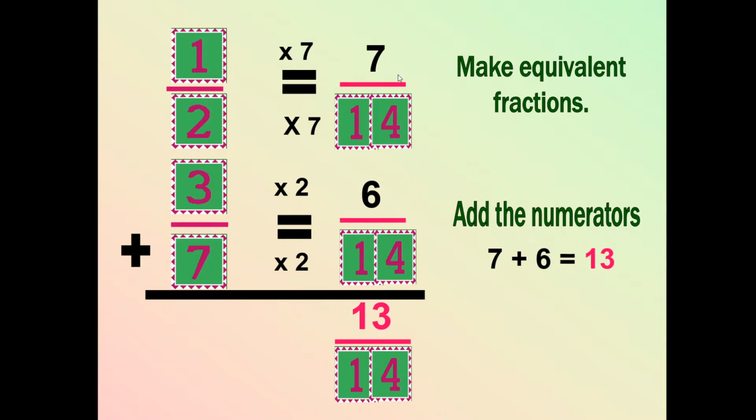Then once you have 7 over 14 and 6 over 14, you can just add the numerators. 7 plus 6 is equal to 13. Therefore, our final answer is 13 over 14.